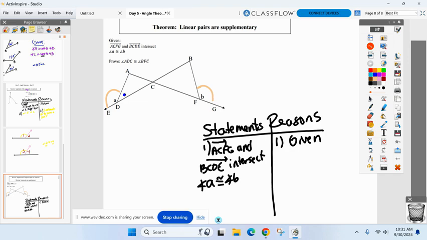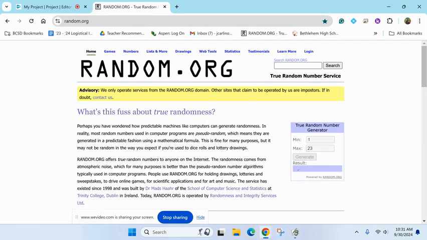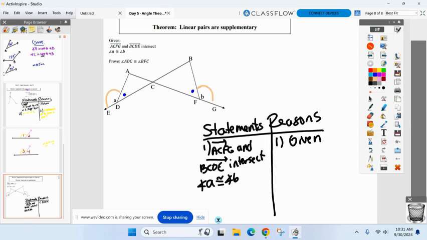Right there. What do I know about BFC and angle B? Those two are, keep going, go deep, Kira. They're supplementary. Oh, so this proof has something to do with supplementary angles, doesn't it? Oh, so now I got two to pick from. Which one is it going to be?